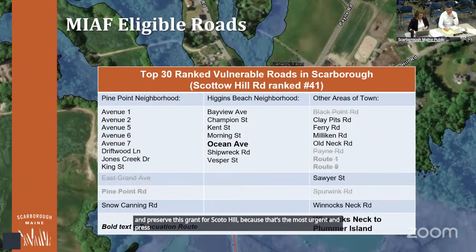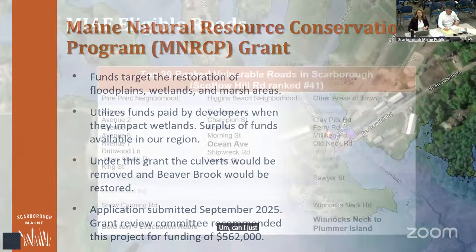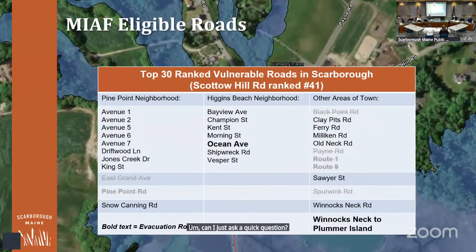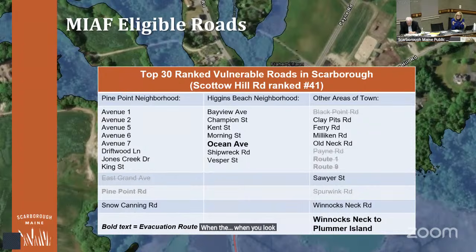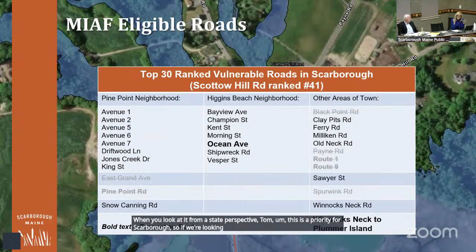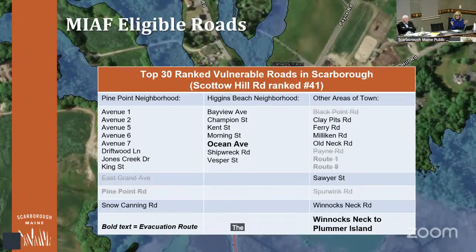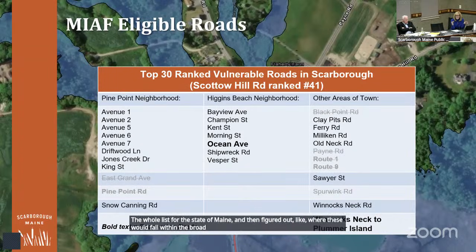Can I just ask a quick question? Mhm. I was surprised to find the street I live off of on here, so that was a little eye-opening. When you look at it from a state perspective, Tom, this is a priority for Scarborough. So if we're looking at state funding, have they taken a look at the whole list for the state of Maine and then figured out where these would fall within the broader scope of the state?